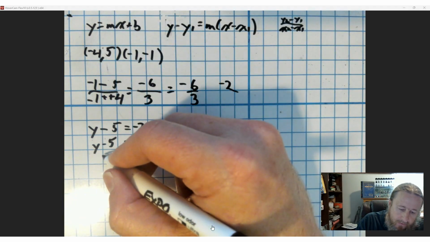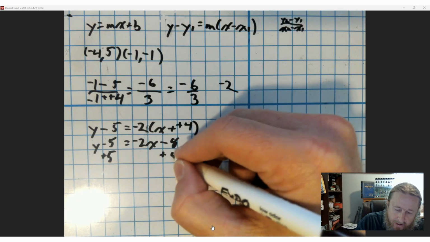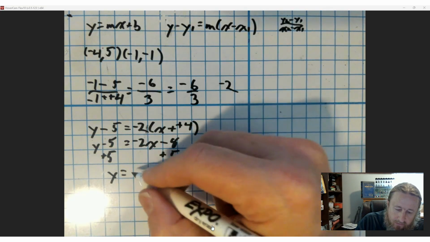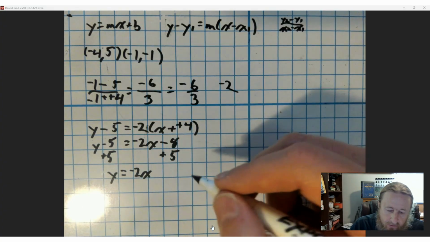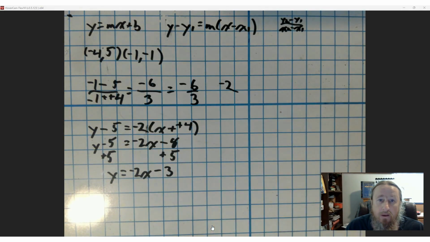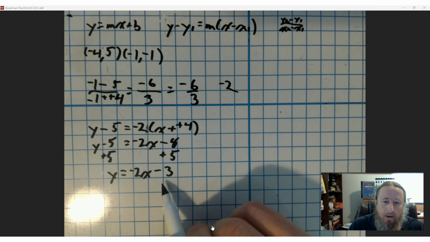Now we need to clear out this -5 by doing the opposite operation and adding 5 to both sides. y equals -2x will just come down. -8 plus 5 is -3. The slope-intercept form of our first equation, then, finding the slope and then using point slope, gives us y equals -2x minus 3.